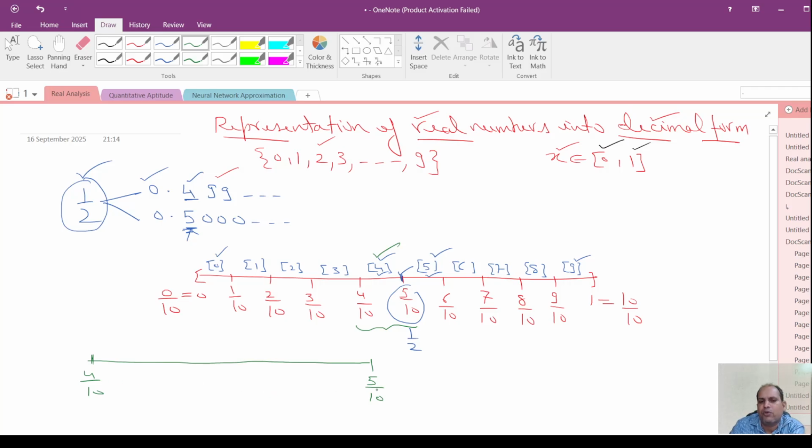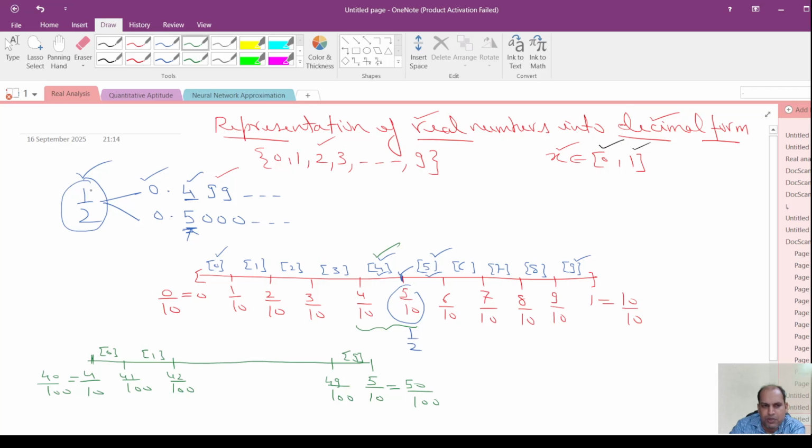Since we again need to divide into 10 equal parts, for the sake of explanation I can multiply numerator and denominator, so it will be 40 upon 100, 50 upon 100. The next term will be 41 upon 100, 42 upon 100 and so on, and the last previous one will be 49 by 100. Again label it by box 0, this one by box 1 and the last one as box 9.